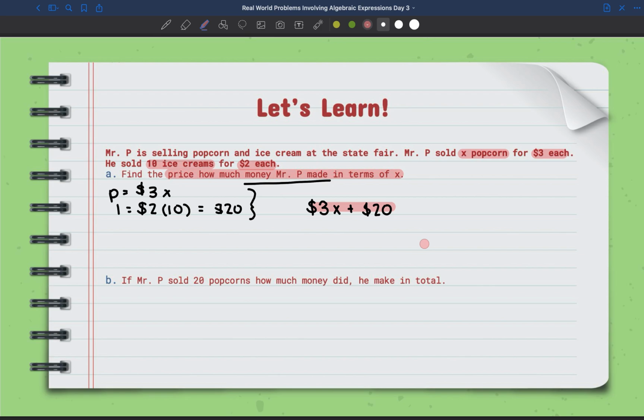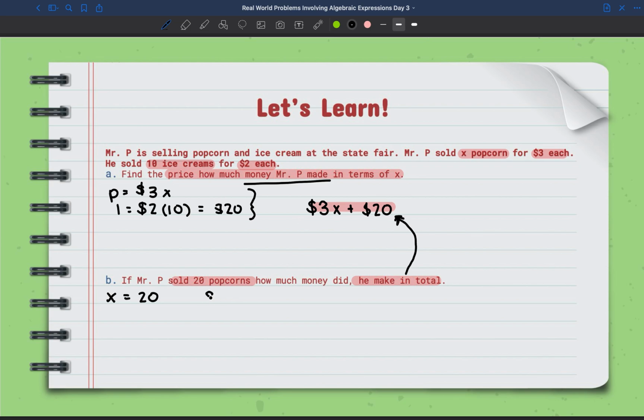Looking at part B, it says if Mr. P sold 20 popcorns, how much money did he make in total? So now we know the value of X. X equals 20. He sold 20 pieces of popcorn. Our algebraic expression we created so we can find out how much he's made, we're going to use.